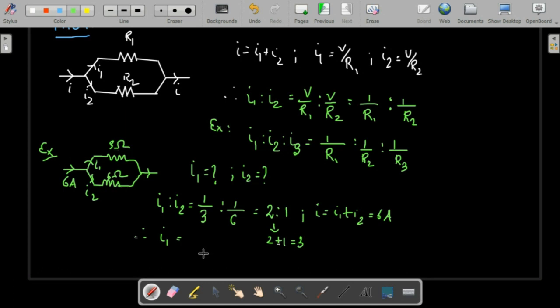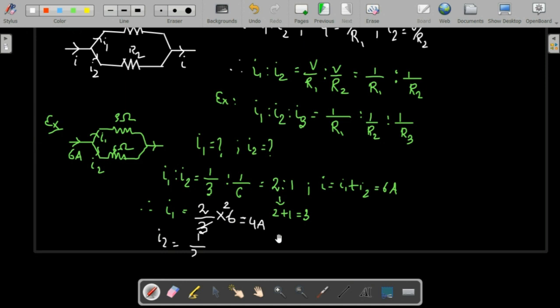Mathematically, we can simply write it down like this. Two parts out of the total 3 parts of the total current will flow across this 3 ohm resistor. So we can write 2 by 3 of 6, which is 4 amps, that's it. And for I2, one part out of the total 3 parts will be the current flowing across the second resistor. Cancel this 2, this is 2 ampere.